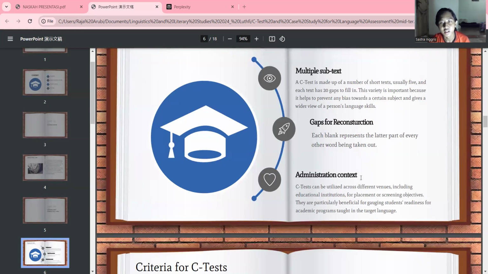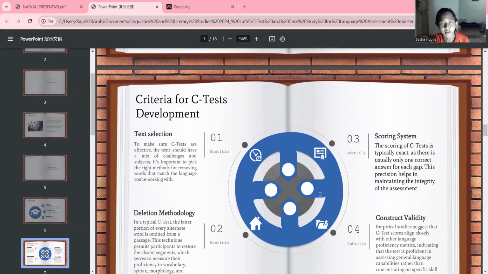In an administration context, C-test can be utilized across different venues, including educational institutions. What does that actually mean? C-test can be adopted in educational settings for placement and screening objectives, such as academic programs, academic examinations, and others.